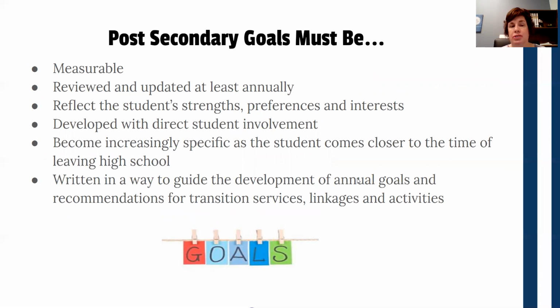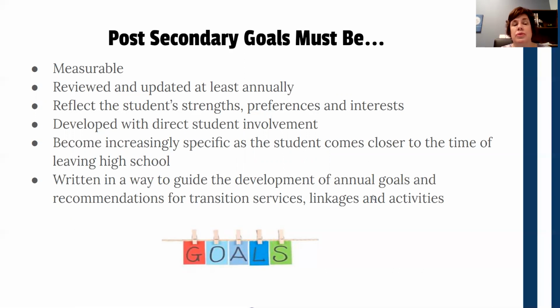Post-secondary goals, there are several things that we need to look at. Post-secondary goals need to be measurable, and they need to be reviewed at least annually. The post-secondary goals also need to reflect the student's strengths, their preferences, and their interests. And as always in the IEP, it is just critical that the individual, the student, be involved in all areas of planning as they're capable to do.